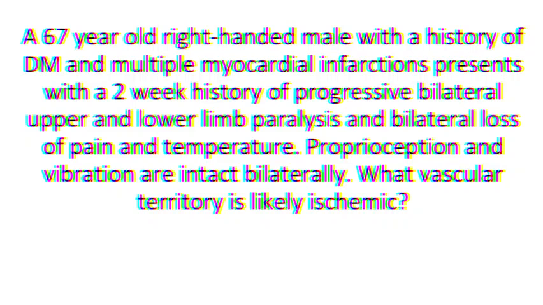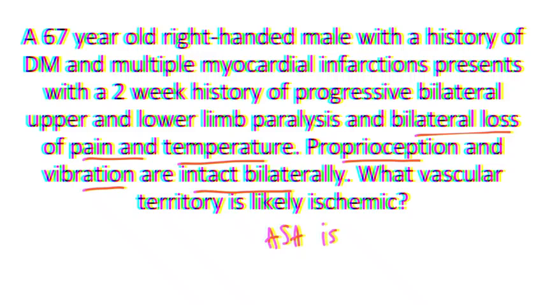Likewise, we know that some part of the spinothalamic tract is disrupted because the patient has bilateral loss of pain and temperature. Perhaps most importantly, we know that the dorsal columns are unaffected because the question stem states that proprioception and vibration are intact bilaterally. Hopefully all this information has made you think of ischemia to the vascular territory supplied by the anterior spinal artery, or ASA ischemia. Let's pull up an image so you can more clearly see what's going on here.